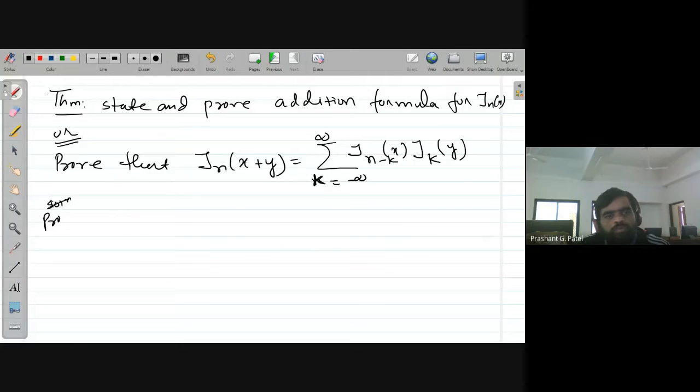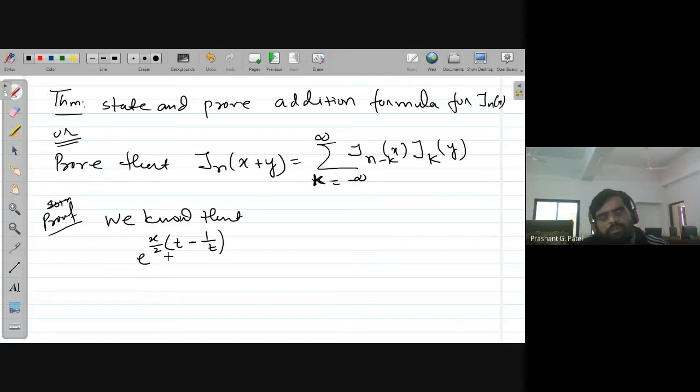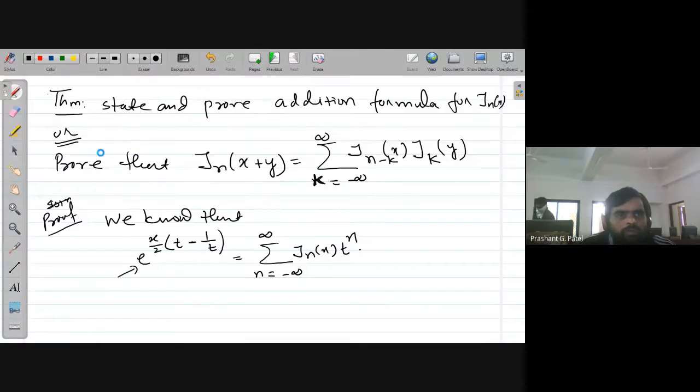To write the proof of this, we use the generating function for Bessel's function that we did previously. We know that e power x by 2 into t minus 1 upon t is equal to the summation, n running from minus infinity to plus infinity, of Bessel's function Jn at x into t power n. We have proved this one. This is known as a generating function, because it generates the Bessel's functions.